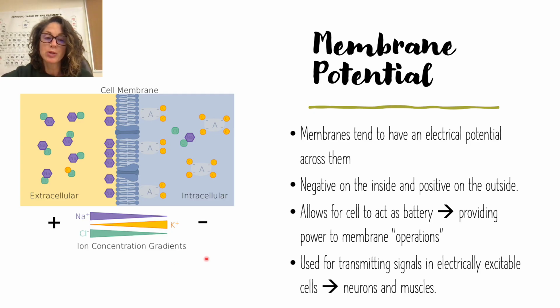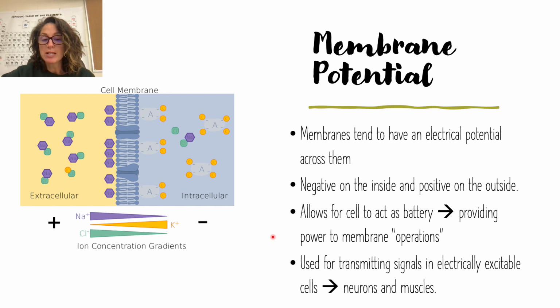Okay, so it's really important, especially for Unit 4, for us to understand that there's a difference in charge on the inside and the outside of the cell. Membranes tend to have an electrical potential across them. So it's almost like a battery. It's negative on the inside of the cell and positive on the outside of the cell. And this really helps the cell do certain functions, and we'll talk about that later. But it actually is really helpful for the cell to have this.